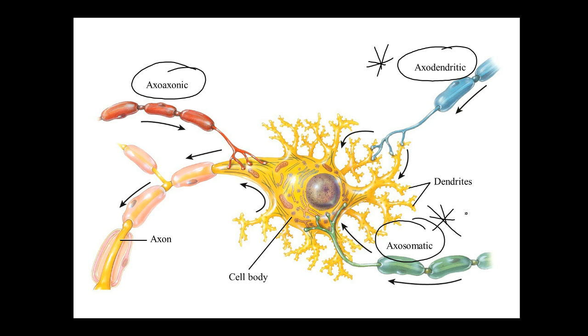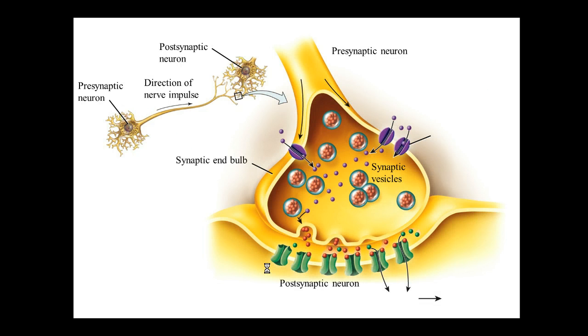Now, even though it looks like all of these are touching each other, there's really a small space between these areas, the synaptic cleft. So in this particular picture, what we're seeing is the synaptic end bulb of the presynaptic neuron, and then we're seeing the postsynaptic neuron, soma, dendrites, whatever area you want to call this. Okay?